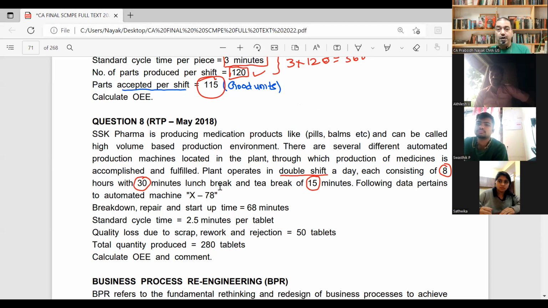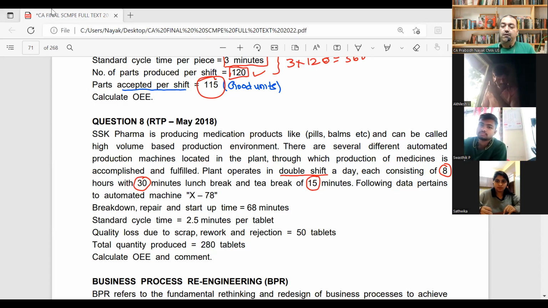They have given total quantity produced. They have not given quantity per shift. So 280 tablets are produced in the double shift, so per shift it is 140 tablets. Okay. And the standard time is 2.5 minutes per tablet. Fine.